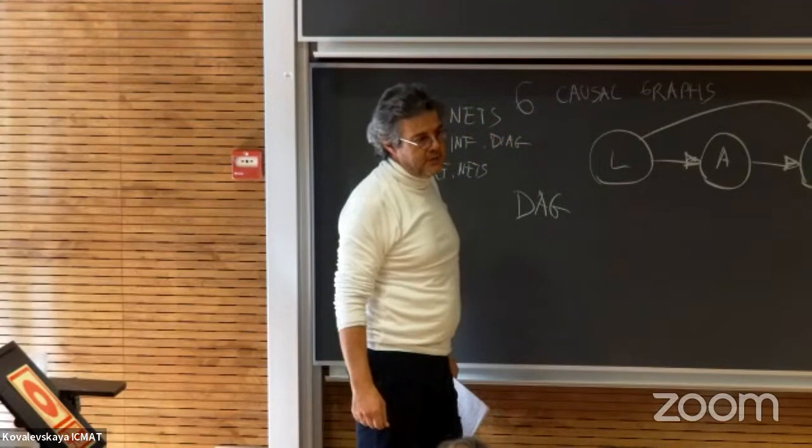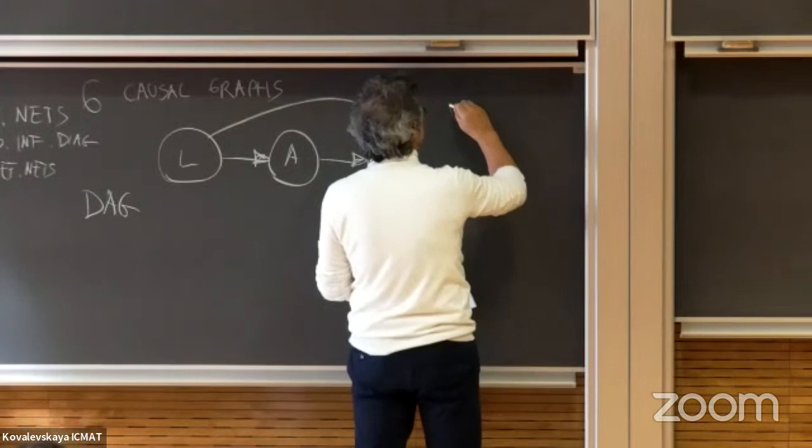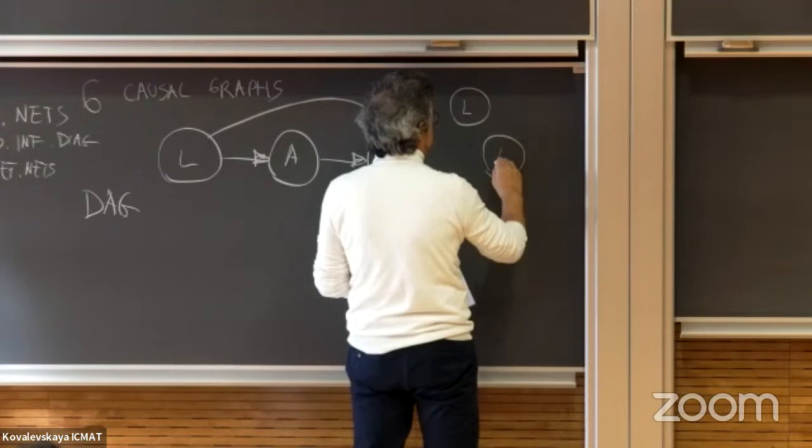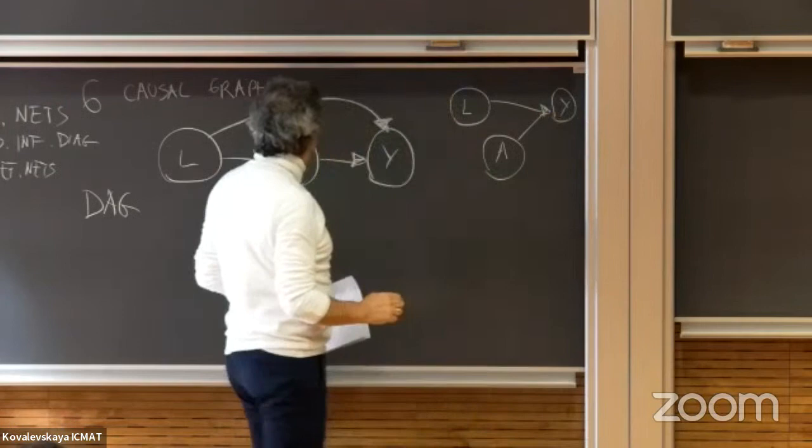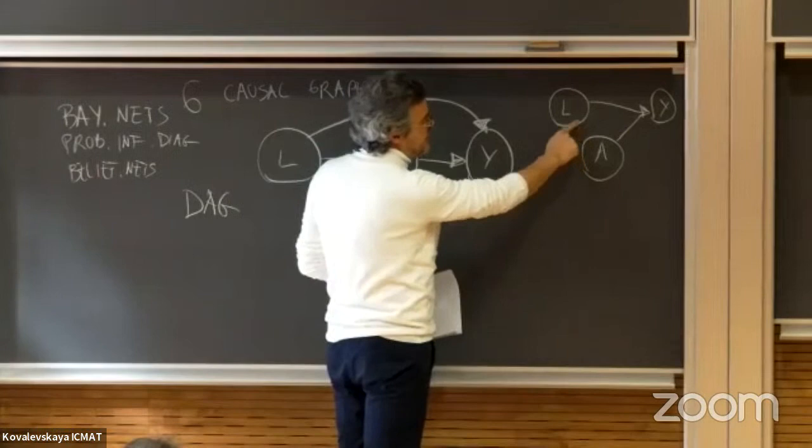So we shall see in a minute some kind of example, which would be something like this. The main difference being that the absence of this arc in this case indicates that there's no causal effect between L and A. Okay.